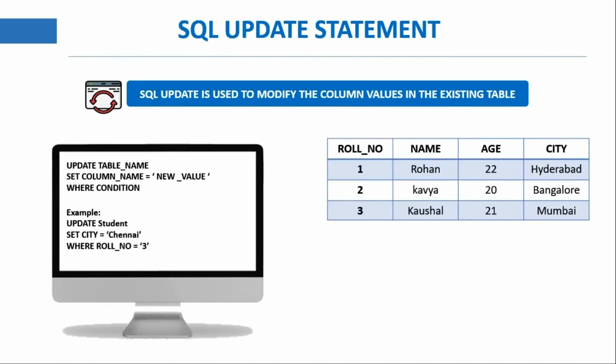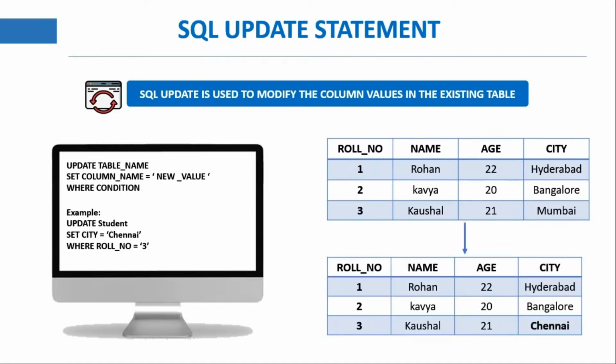Consider a table student which is having columns roll number, name, age, and city. Now, if I want to update the value of city of the student who's having roll number as 3 from Mumbai to Chennai, the following query would be update student, which is the table name, set city equals to Chennai, where roll number equals to 3. Now, if we execute this statement, this will be the output, where the city which was previously Mumbai has been changed into Chennai. So in this way, you can use the update statement.